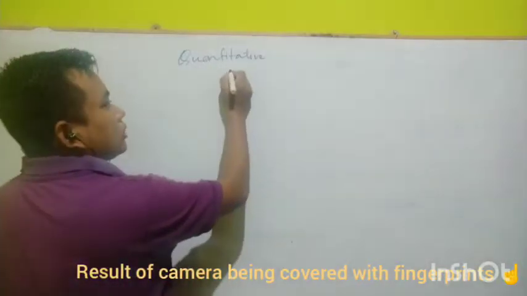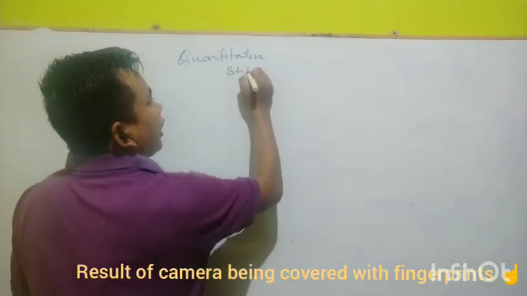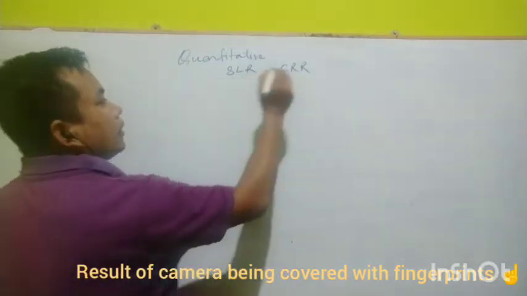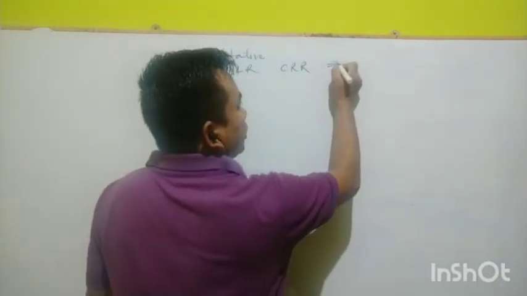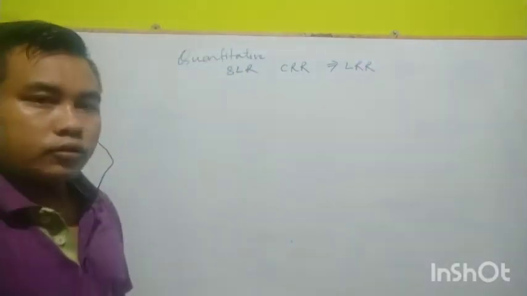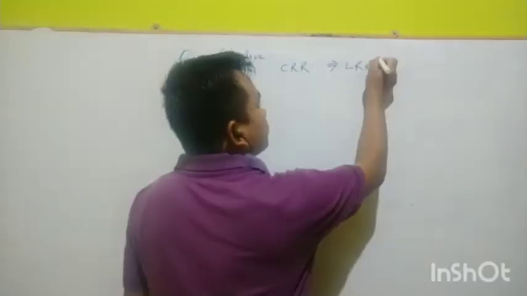The first one was SLR and cash reserve ratio CRR. Then we also had the legal reserve ratio, LRR. Don't forget this idea of legal reserve ratio.